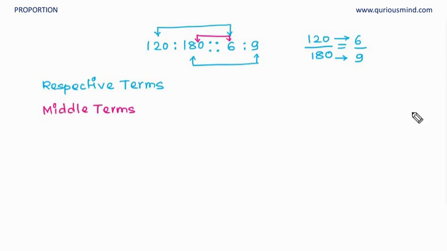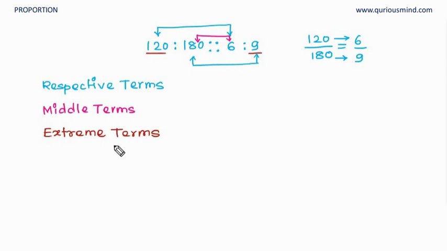Whereas these 120 and 9 which are on the outside are called extreme terms. So we have respective terms. Respective terms are from the first ratio, first term, and from the second ratio, first term. So 120 and 6. In the same way, from the first ratio, second term, and from the second ratio, second term, 180 and 9. These are called respective terms. The terms which are on the inside, out of the 4 terms, terms 2 and 3, they are flanked by 120 and 9. So these inside terms are called middle terms. And the outside terms, 120 and 9, are called extreme terms.